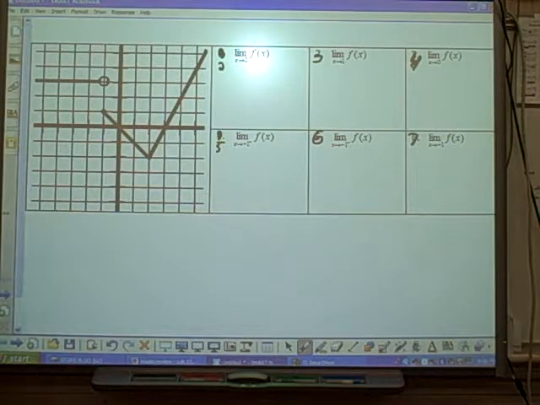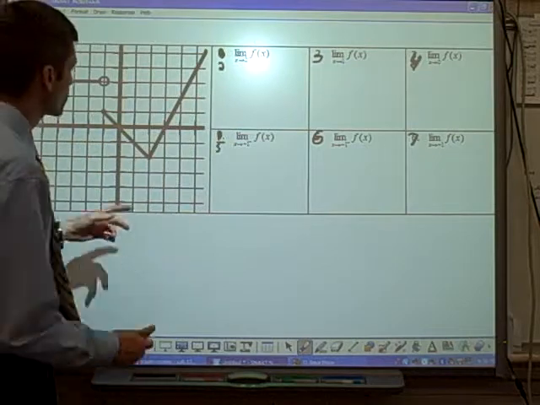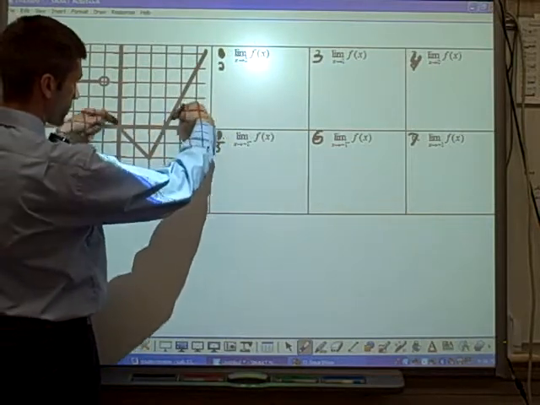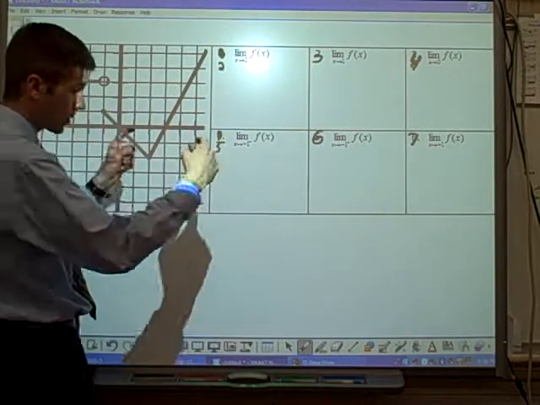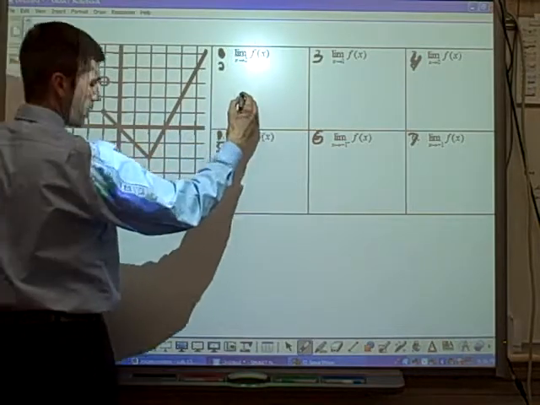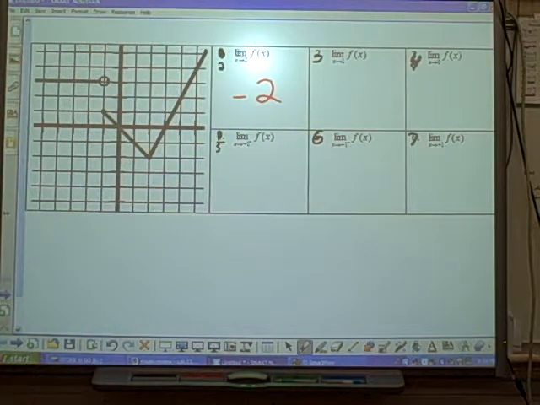For number 2, we need to find the limit as x approaches 2. Just regular old positive 2. So we're going to look and see what happens as we approach 2. We're going to follow the graph till we get to 2. And when we get to 2, we notice I'm using both hands. We're meeting from either side, and it's going to meet at a y value of -2. Okay?